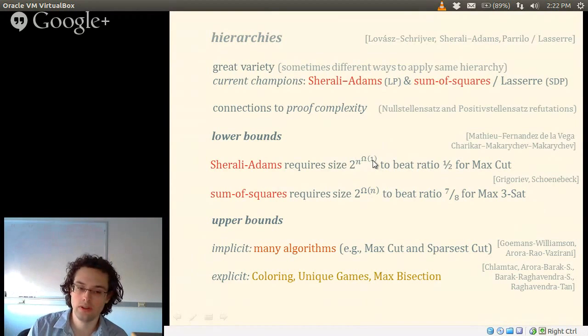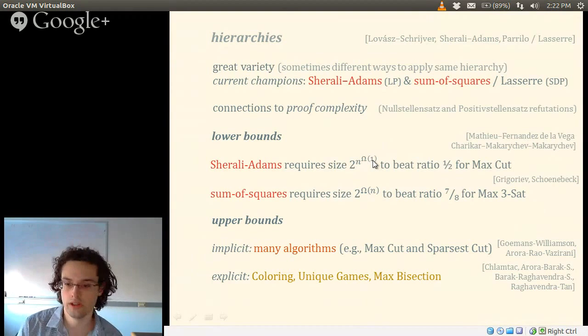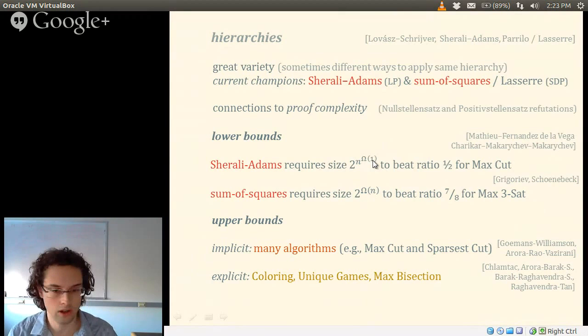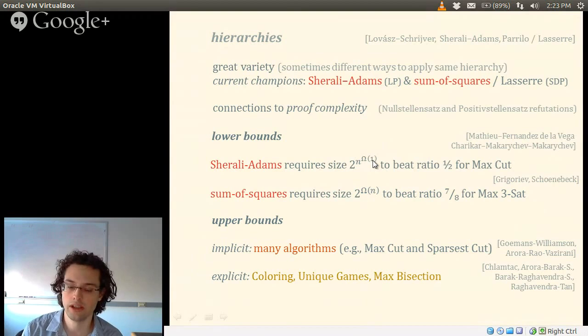Now in terms of upper bounds, many algorithms use hierarchies in an implicit way, meaning that they are based on LP or SDP relaxations, and the way these relaxations were found was inspired by, or can be justified using, hierarchies, or employs the same kind of reasoning that is used in hierarchies. Examples are max cut and sparsest cut. But recently there have also been algorithms that are explicitly based on these hierarchies, for example for coloring, unique games, or max bisection. Some of these algorithms have the property that you need larger and larger relaxations to get better and better guarantees. There's a smooth trade-off between the size of the relaxation that the hierarchies provide and the approximation guarantees.